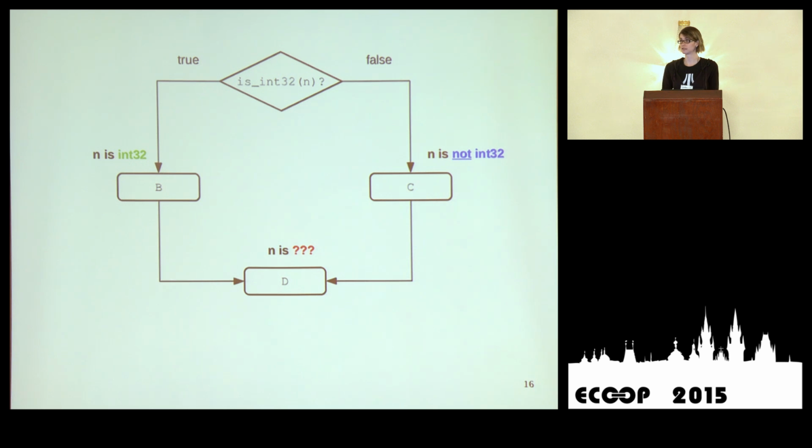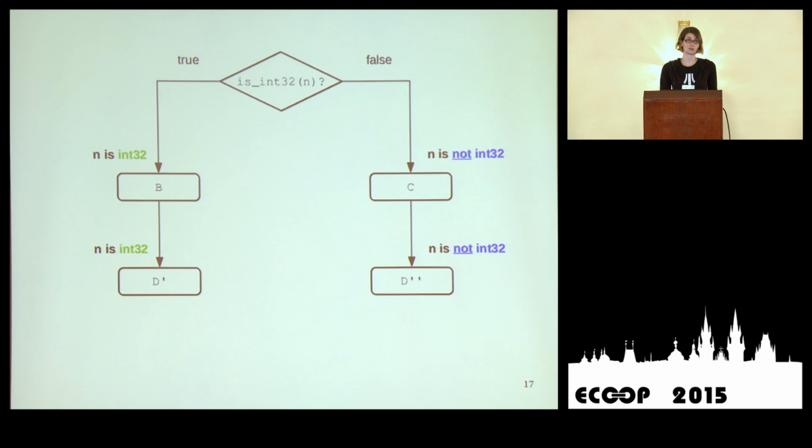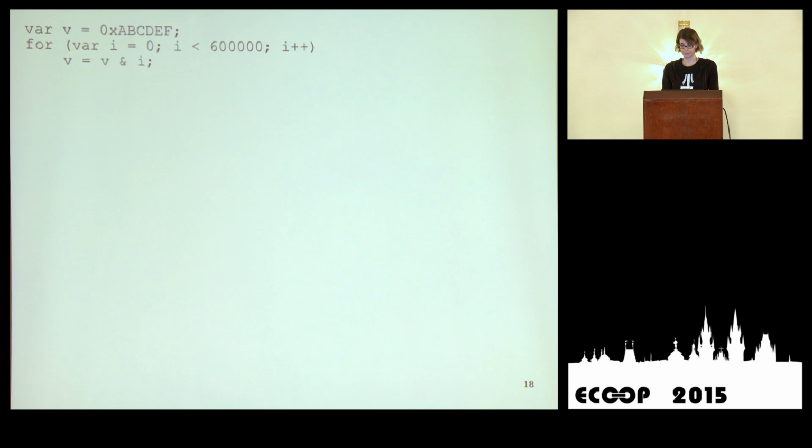So what we can do basically is tail duplicate D and generate two specialized versions, one where we know that n is int32 coming into D prime, and one where we know that n is not int32. So to generate two versions of block D. In practice, in terms of a little code example, here we have a little loop that performs some bitwise AND operations on some variable V and has some counter variable I.